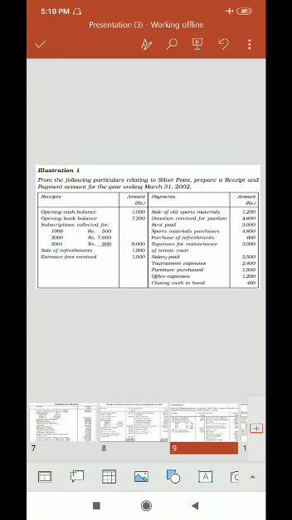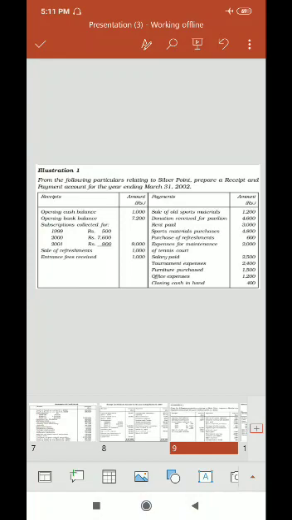Opening cash balance, opening bank balance. Where are you going to take it in your receipts and payments account? Answer fast. It should come to your debit side, that is the receipt side. To balance brought down, cash in hand 1000, cash at bank 7200. This will be your first item in your receipts and payments account.